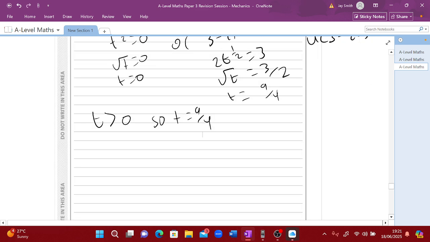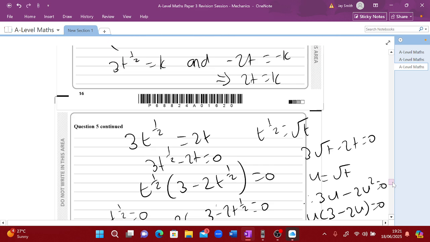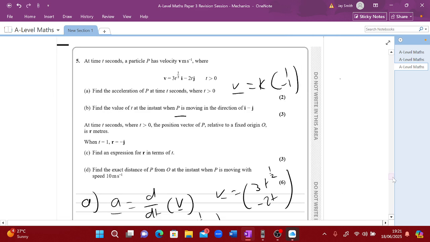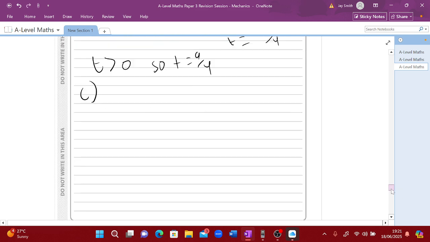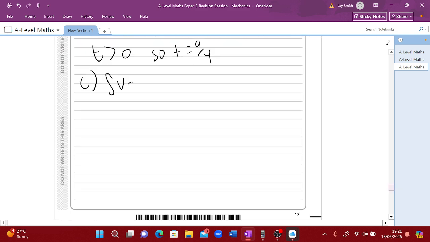Okay, part C. At the time t seconds, the position vector of P relative to O is r meters. When t is 1, r is minus j. So find an expression for r. So again, now we're given v. To get to r, which is a displacement, we're going to have to integrate, aren't we? So we're going to have to integrate v dt. So what's that going to be?